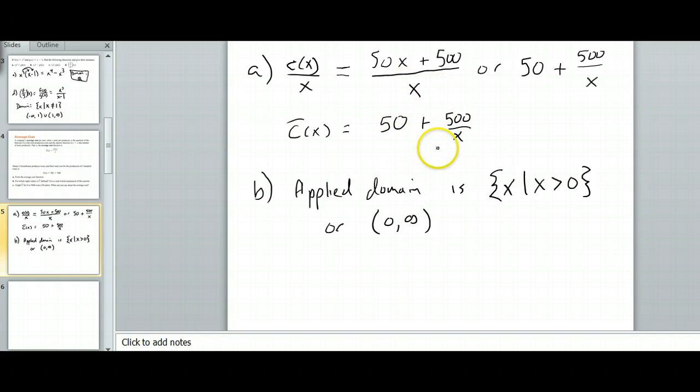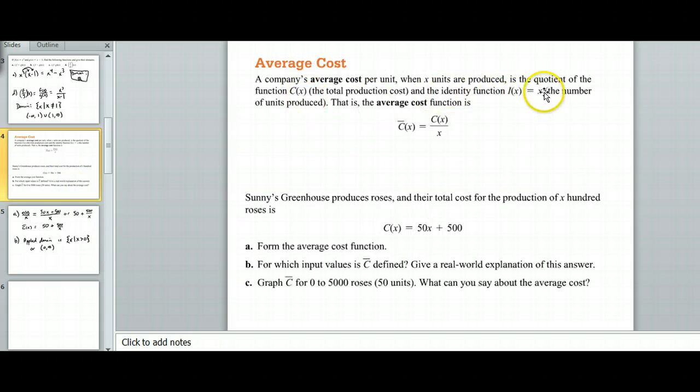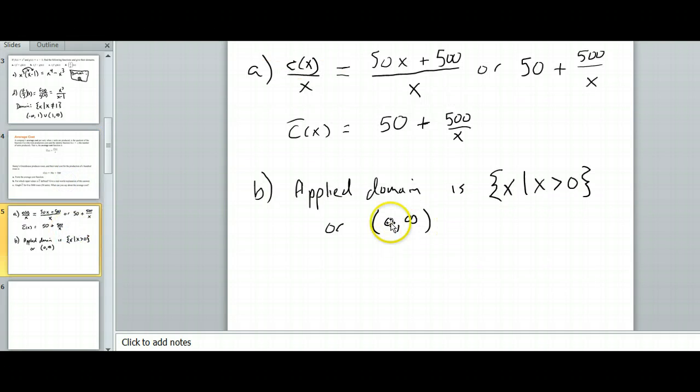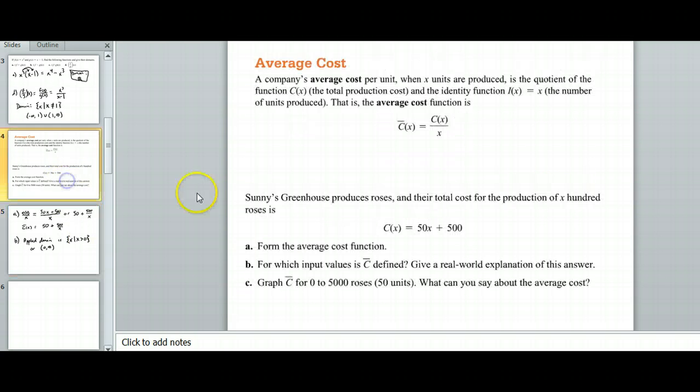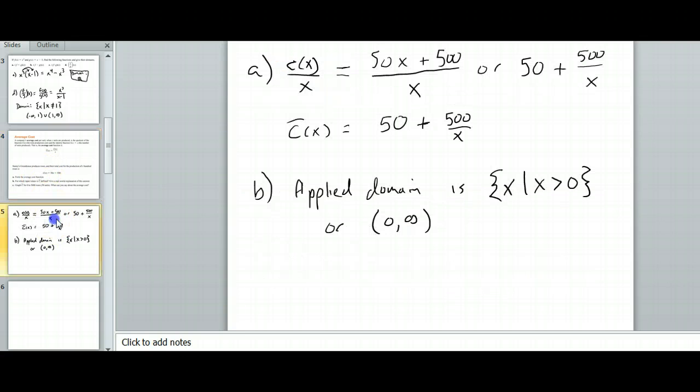If this was just y equals 50 plus 500 over x, and we're just getting an arbitrary y value, then yeah, it could be negative. But since x represents how many things we're producing, the number of units produced, then it only makes sense for these things to be positive. Technically really it only makes sense to be natural numbers and positive. Alright, give a real world explanation of this answer. So that's just basically what we're saying.